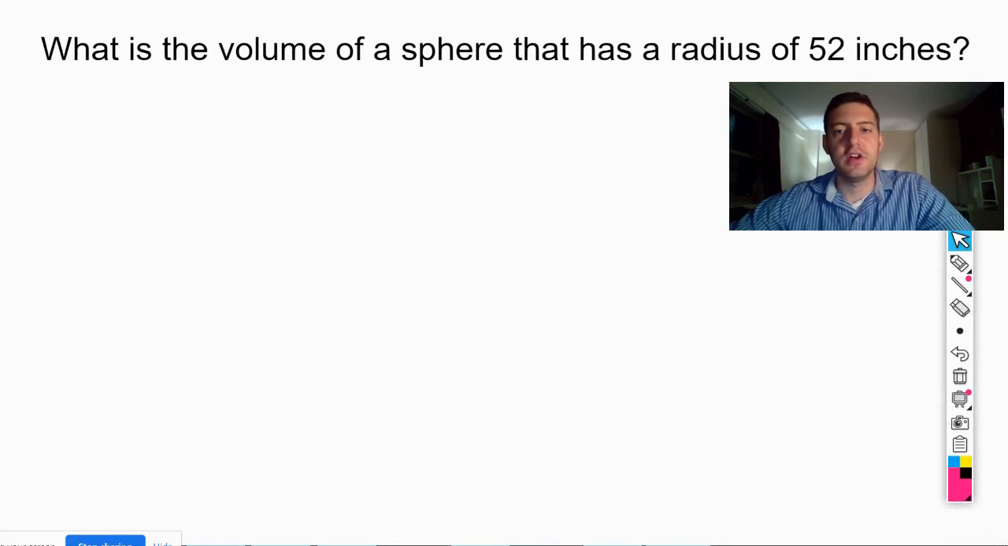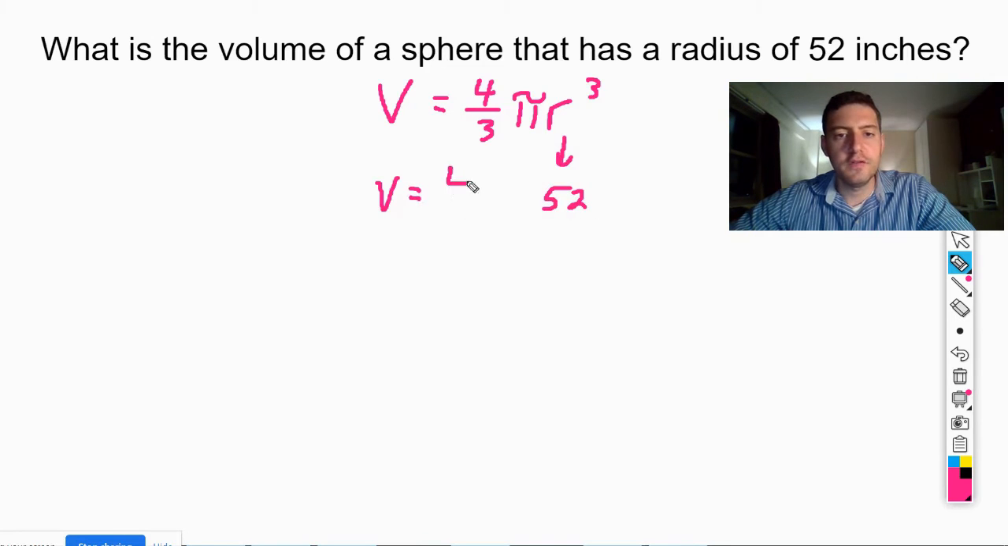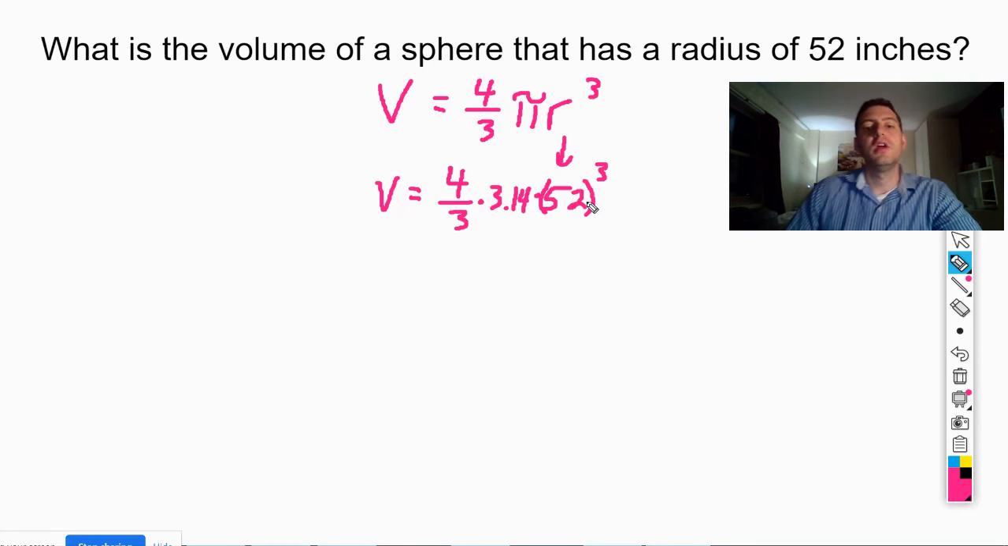What is the volume of a sphere that has a radius of 52 inches? We will write the formula for the volume of a sphere, and we're just going to plug in 52 for the radius. So now we have V is equal to 4/3 times pi. Let's use an approximation 3.14 for pi times, I made a mistake there. I forgot the exponent above the 52. Okay, now let's go ahead and evaluate this, and we'll just use a simple calculator for that.